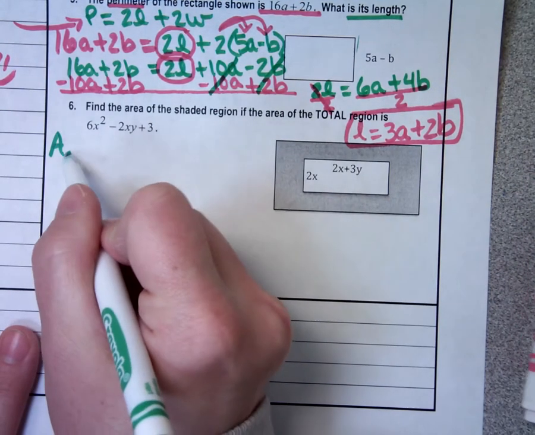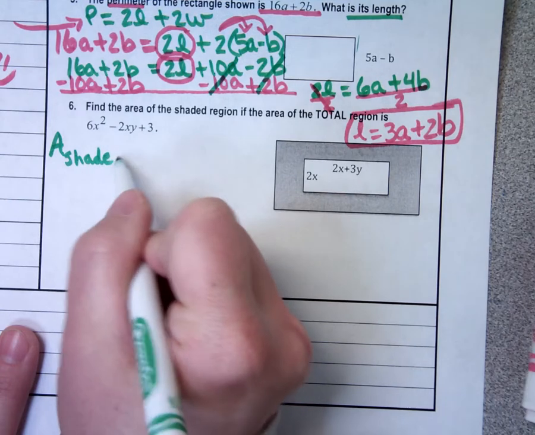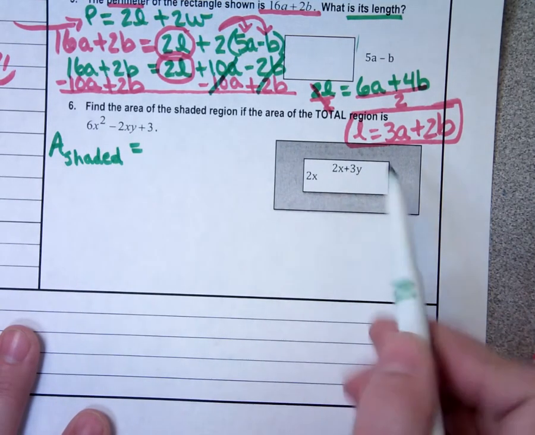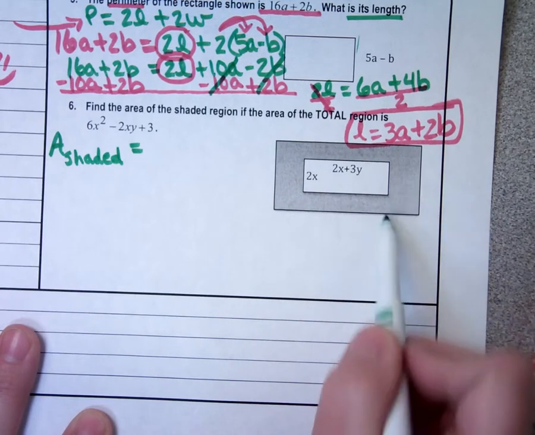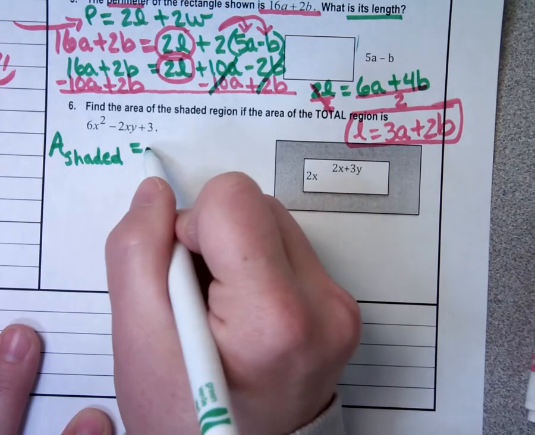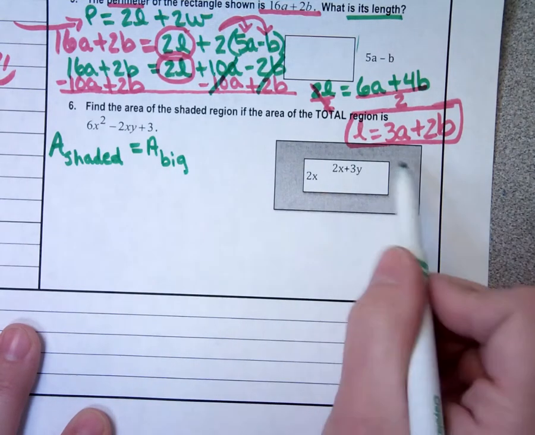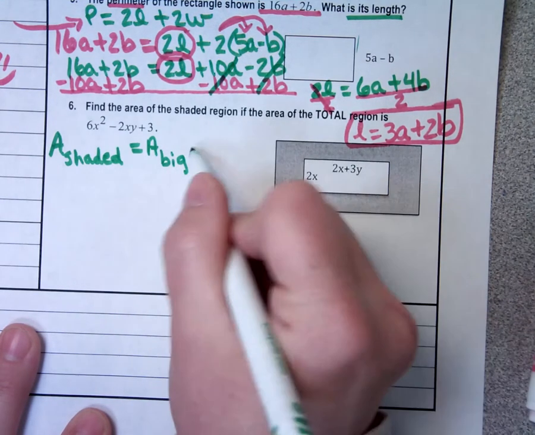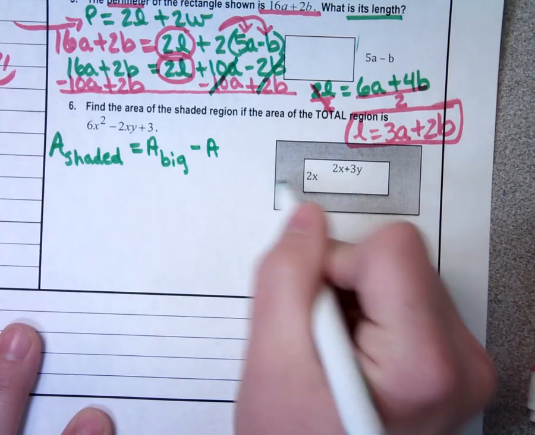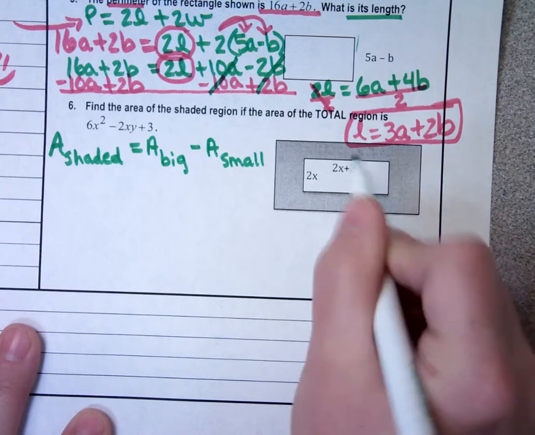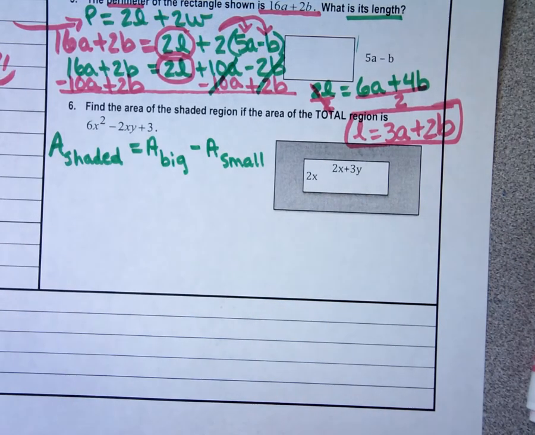If I wanted to find just this shaded piece, I'd find the area of all of it, the whole big rectangle, and I'm just going to call it the big. And then that would be too much area, so I would have to subtract the area of the small one that doesn't have any shading. Hopefully that process makes sense to you.